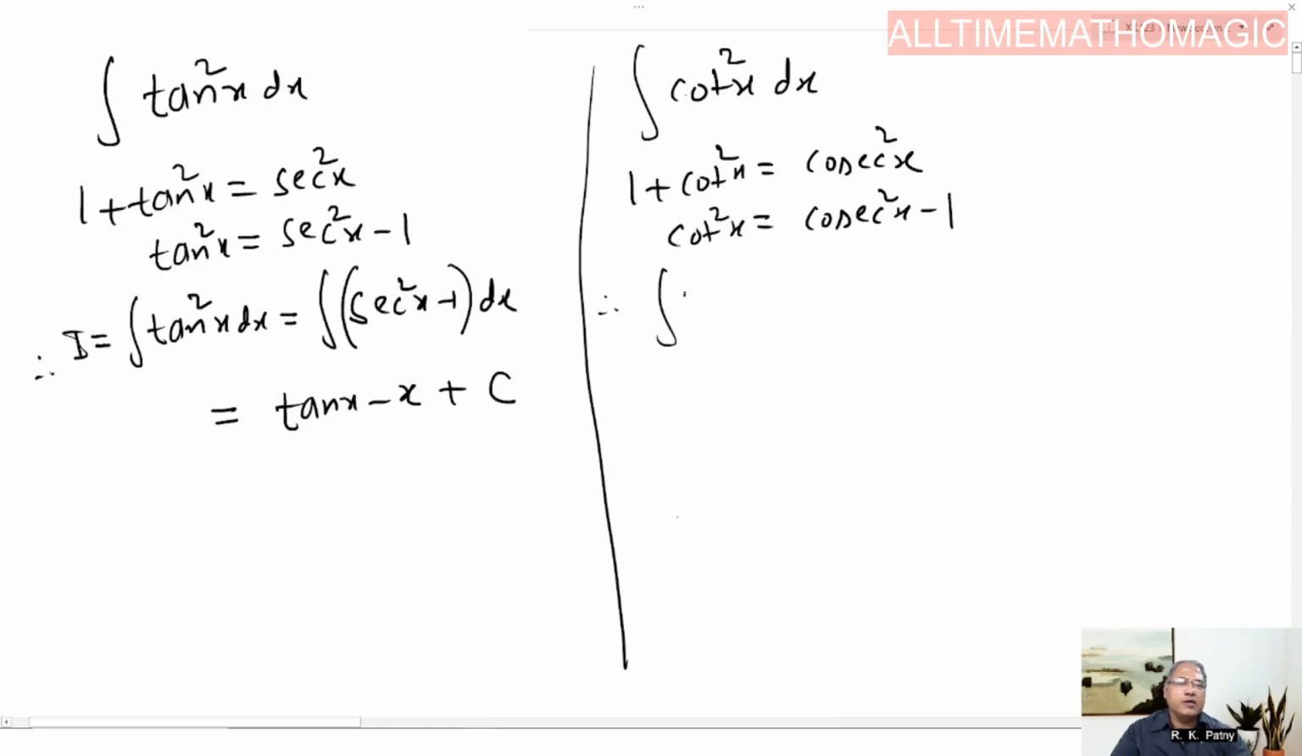Therefore integration of cot square x with respect to x equals integration of cosec square x minus 1 with respect to x, equals minus cot x minus x plus c. Integration of cosec square x is minus cot x, integration of 1 is x, so the minus is there, therefore minus cot x minus x plus c.